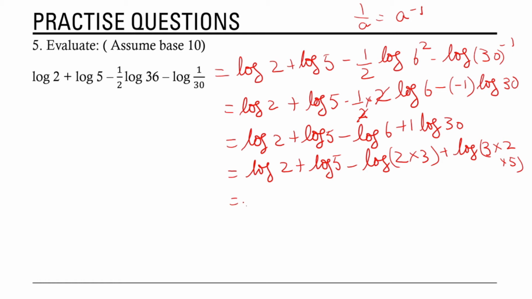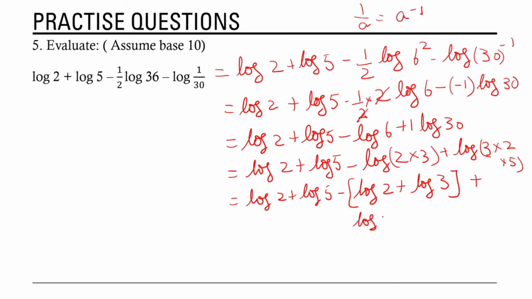So, this is equal to log 2 plus log 5 minus log a into b. This is of the form log a into b, it is log a plus log b. So, log 2 into 3 is log 2 plus log 3, plus log 3 into 2 into 5 is log 3 plus log 2 plus log 5.